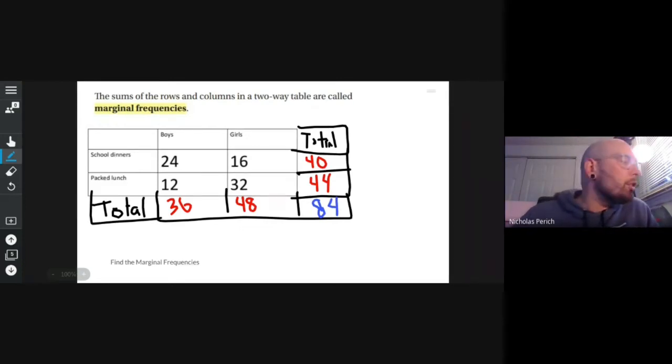So the marginal frequencies are just a fancy word for total.